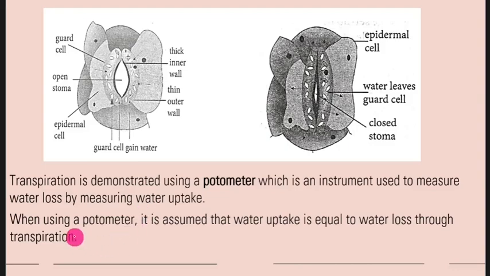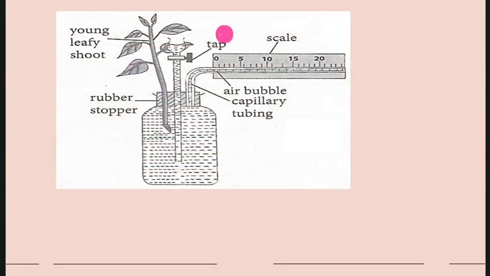So when using a potometer, it is assumed that water uptake is equal to water loss through transpiration. So whenever a potometer is used to measure or demonstrate transpiration, what is assumed is that whatever water is lost must be equal to the water that is gained. All right, so this is how this potometer looks.